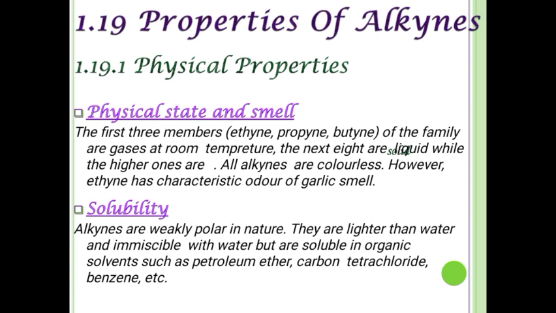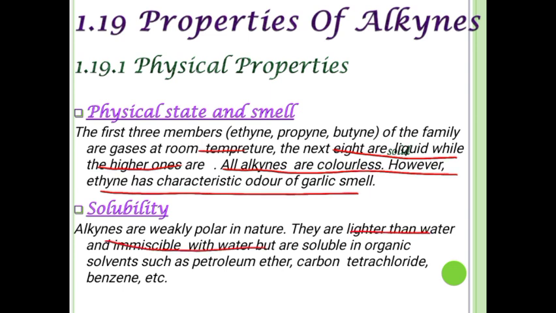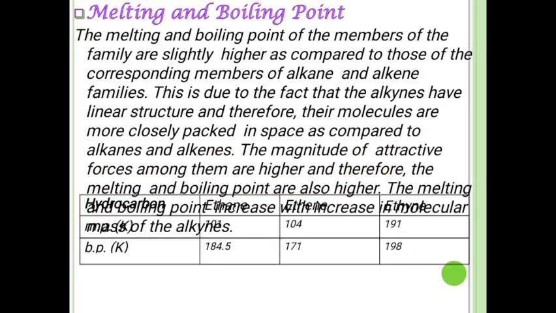Properties: physical state and smell. The first three members of the family, that is ethyne, propyne, butyne, are gases at room temperature. The next 8 members are liquids, while the higher ones are solids. All alkynes are colorless. However, ethyne has a characteristic odor of garlic smell. The first member, that is ethyne, has a garlic smell. Solubility. Alkynes are weakly polar in nature. They are lighter than water and immiscible with water, but are soluble in organic solvents such as petroleum, ether, carbon tetrachloride, benzene, etc.